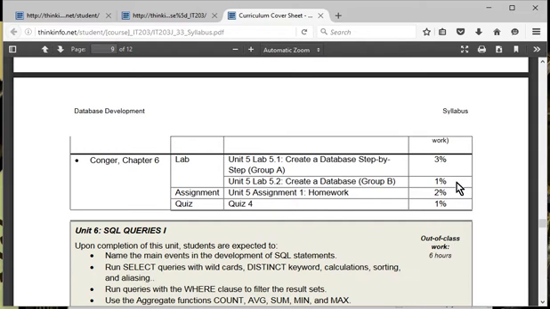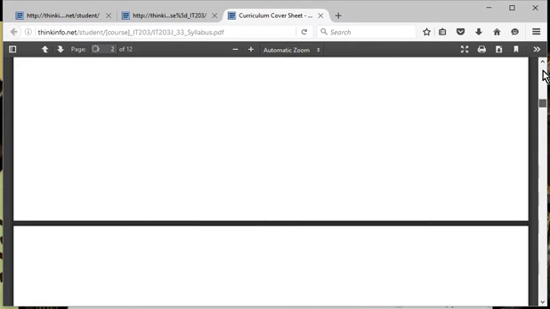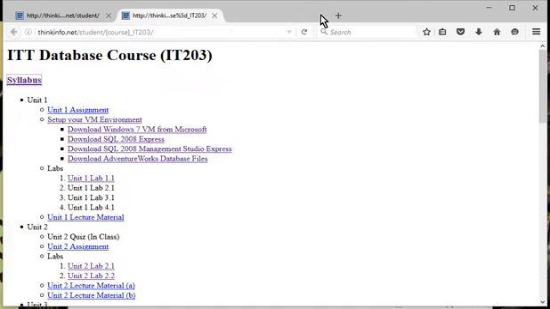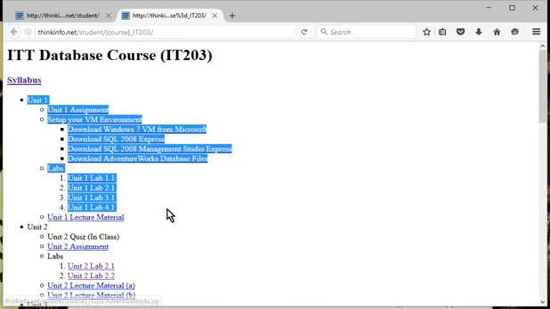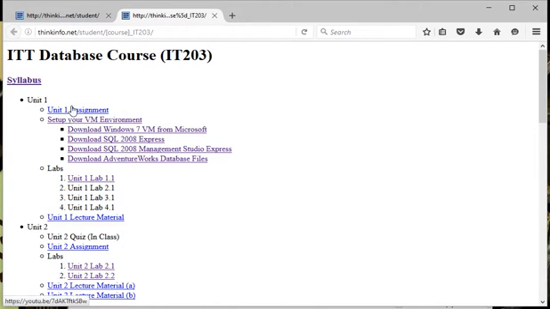The Group A labs, however, since we're doing them together, they should be relatively easy for you to stay on target with those and to be able to complete those satisfactorily. So that's the syllabus. I encourage you to download a copy of the syllabus and keep a copy and review it. You'll also notice that each week, so for each unit, I have in here some links.